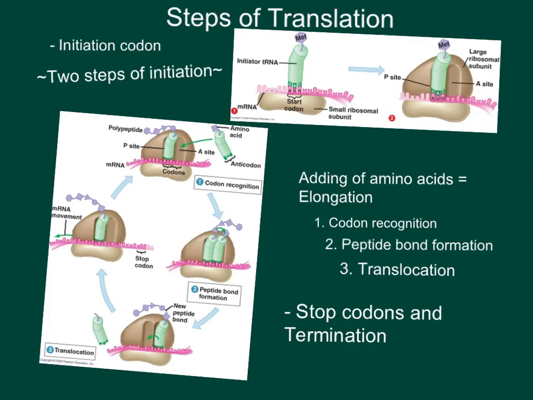This process continues until a stop codon in the mRNA reaches the ribosome's A site. Stop codons, which are UAA, UAG, and UGA, do not code for amino acids. Rather, they send the signal for translation to stop. This is the termination stage of translation. The finished polypeptide in the P site detaches from the last tRNA and leaves the ribosome. The ribosome then breaks into 2 separate subunits.